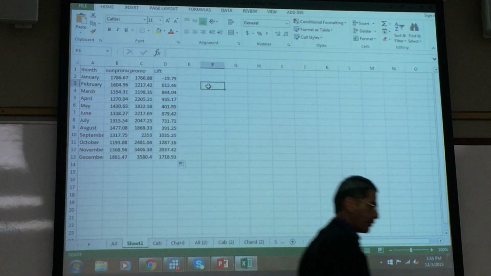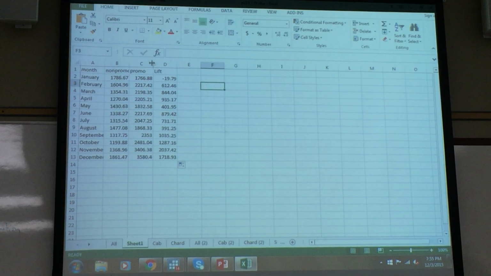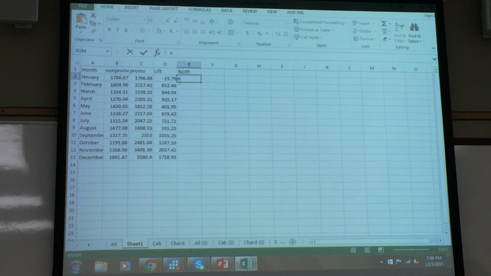We can do what we did before. One of the first things we did was kind of benchmark. So we can look at percentage lift and just take this and divide it by non-promoted, and again we'll get that.